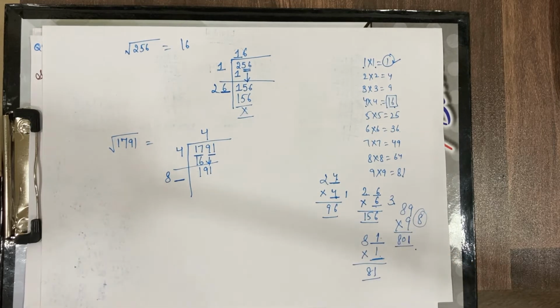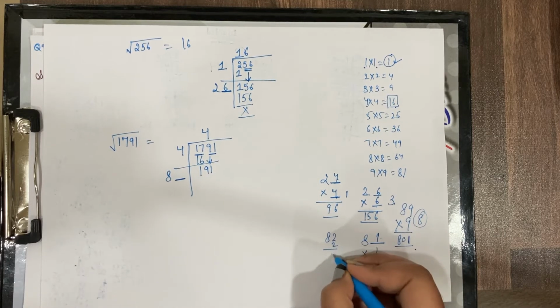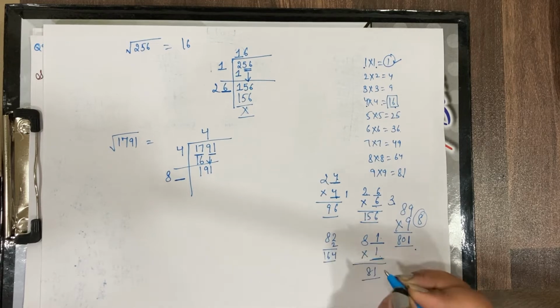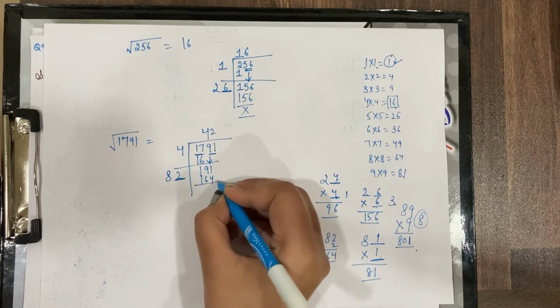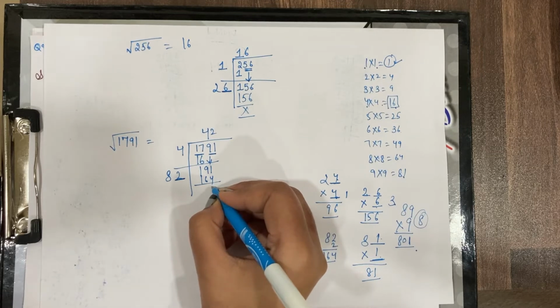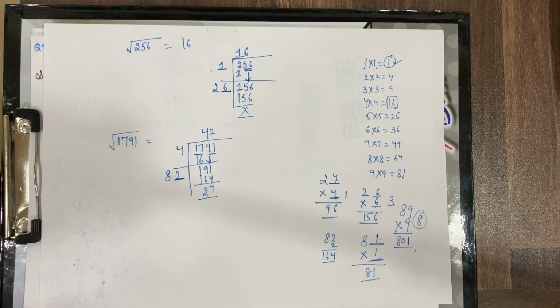It is greater than this. So there is a number. If I write 2 also, 2 2s are 4, 164. If I write this also, I am left with the remainder. So this number is not a perfect square. Right? This number is not a perfect square.